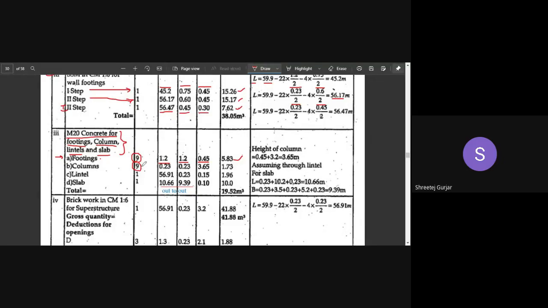Okay, so moving on. 9 number of columns. So what is the column size? It is 0.23 by 0.23. Right, it is a square column. 0.23 by 0.23, that is 230 mm by 230 mm.